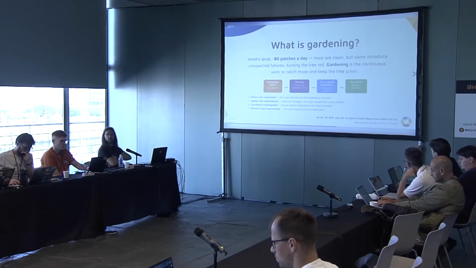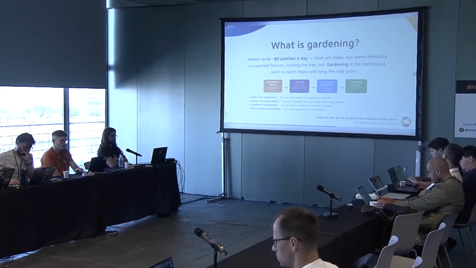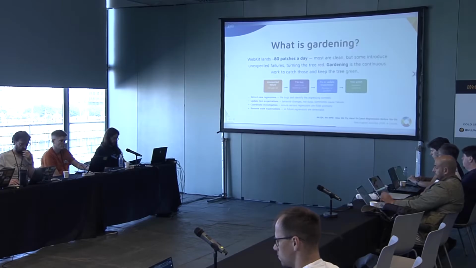So gardening is the continuous work that we do to make sure that when this happens, we detect it quickly and fix the issue. First step is to identify the issue and try to find what commit introduced it, then update the expectations so that the system knows that this is not unexpected to fail, and at the same time start investigating who will be the right person to fix this.